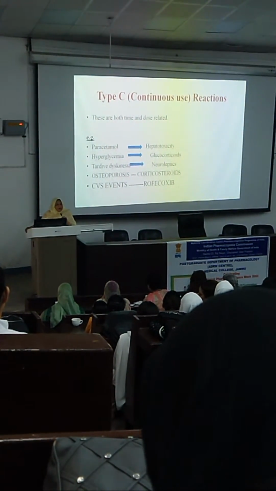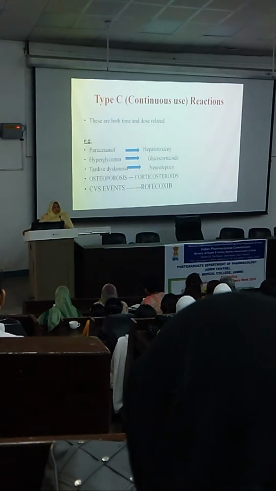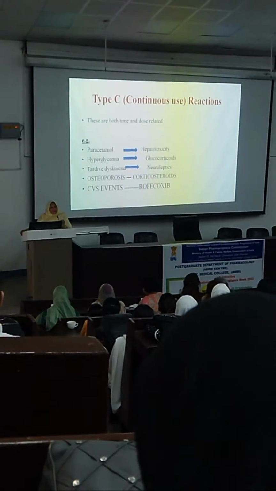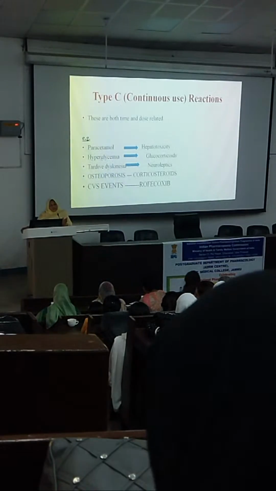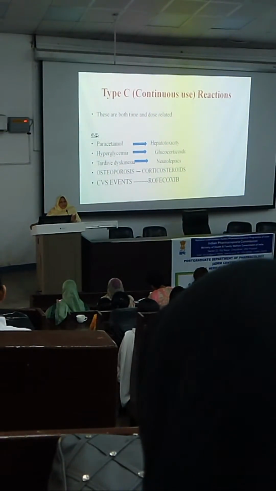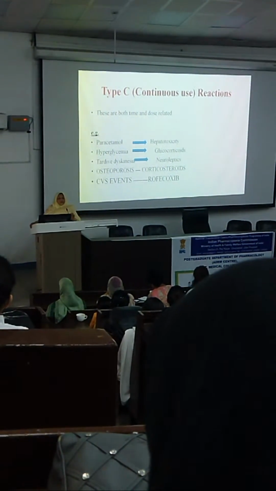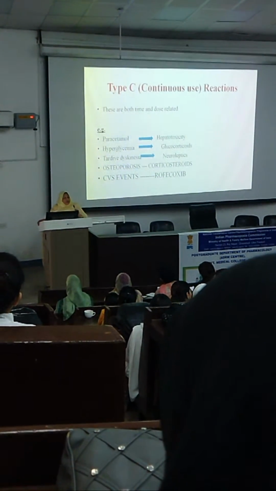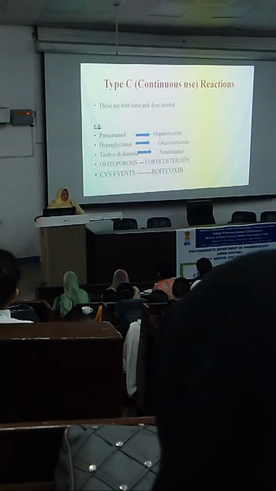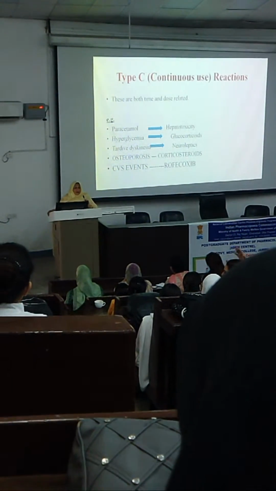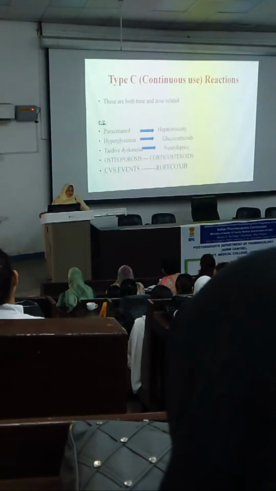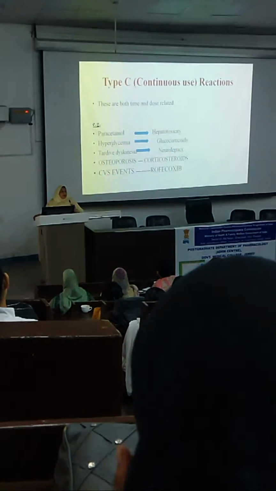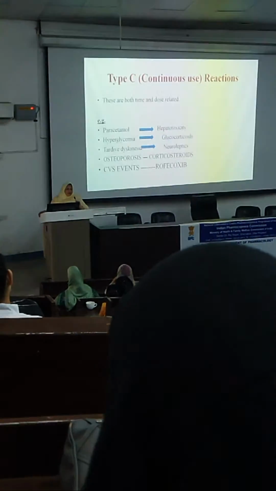For example, paracetamol is a drug which is very safe. Among all the analgesics, paracetamol is the safest drug. What is the normal dose of paracetamol? It is 500 milligram. We can use up to 6 only, and for the treatment of osteoarthritis even we can use 1 gram 6 only.